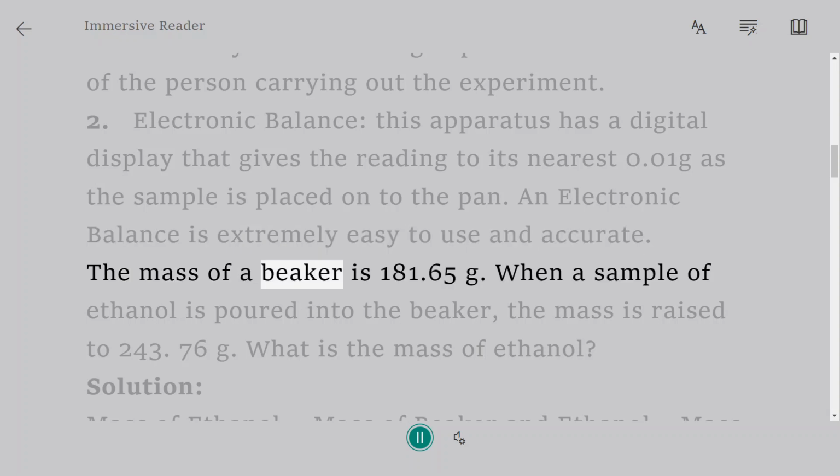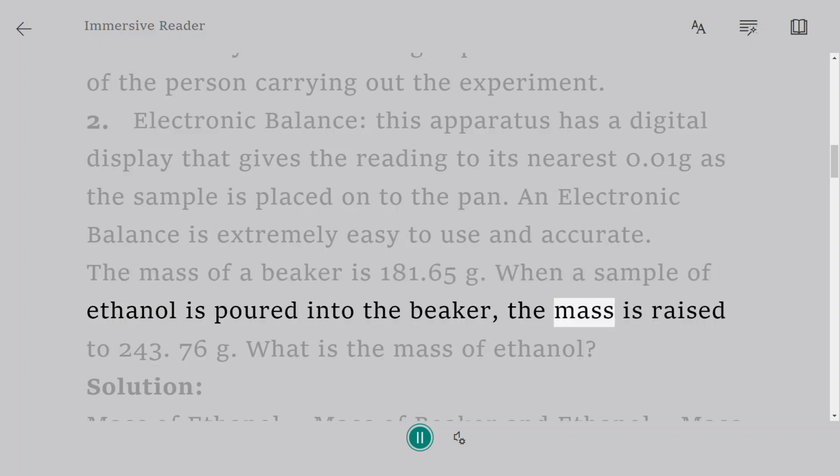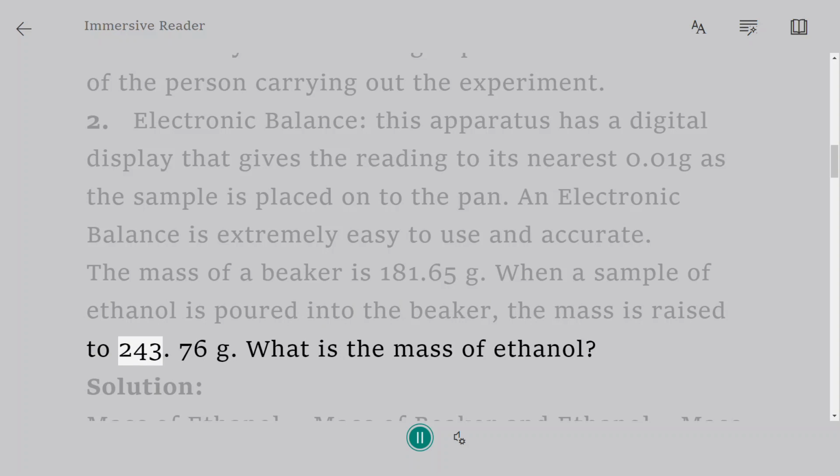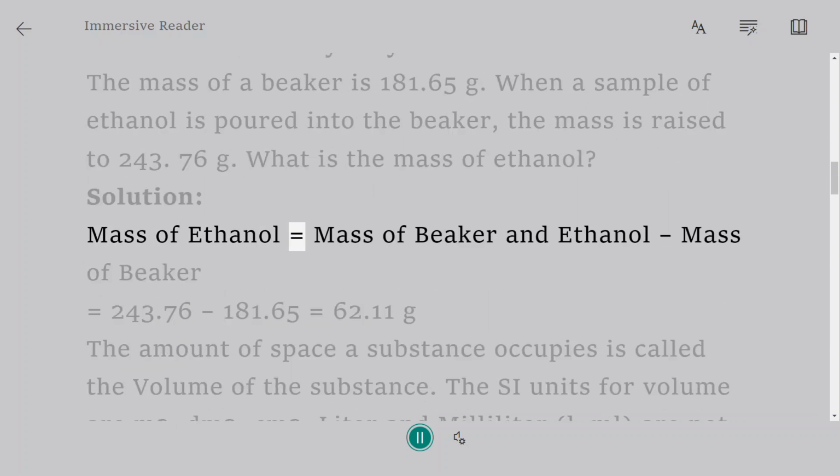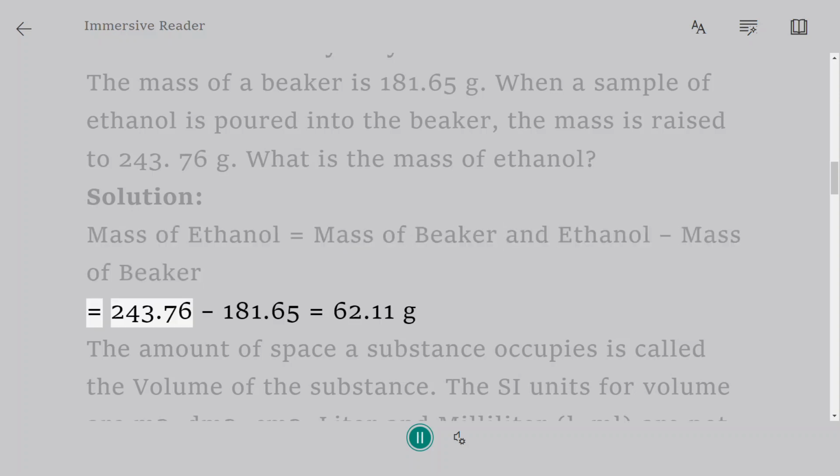The mass of a beaker is 181.65 g. When a sample of ethanol is poured into the beaker, the mass is raised to 243.76 g. What is the mass of ethanol? Solution. Mass of ethanol equals mass of beaker and ethanol minus mass of beaker, equals 243.76 minus 181.65, which is equal to 62.11 g.